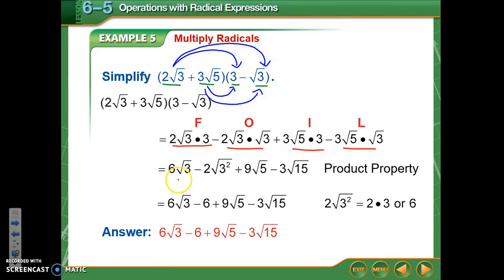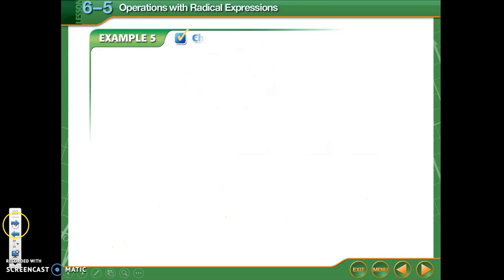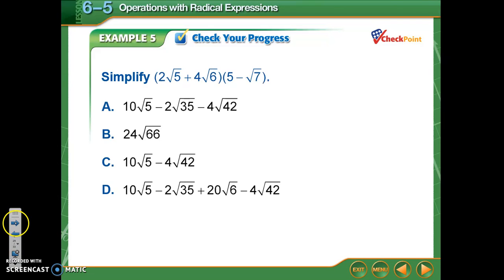So basically I end up with 6 square root of 3 minus 2 square root of 9 plus 9 square root of 5 minus 3 square root of 15. The square root of 9 is 3, so that's why I go from this to negative 6. There's no other like radicals, so I just have to leave my answer like this. Okay, you guys try one. Your answer here is D, which you should have gotten just from foiling out your terms.